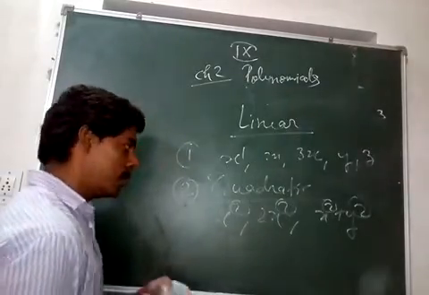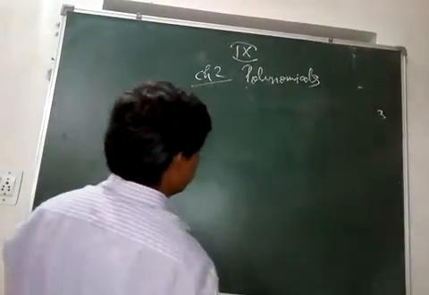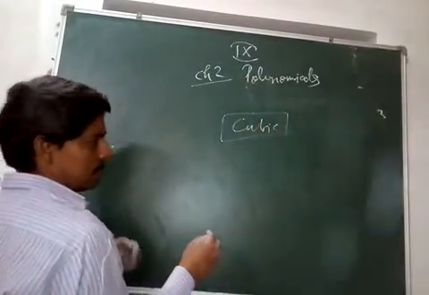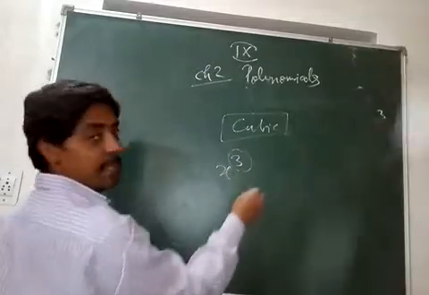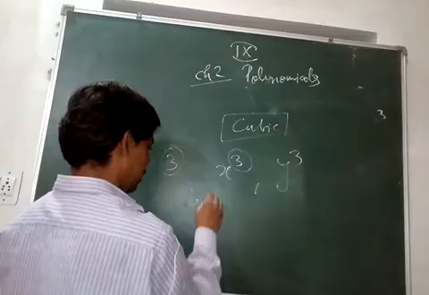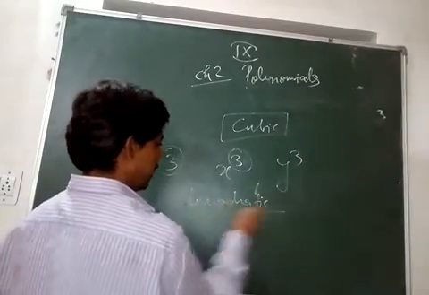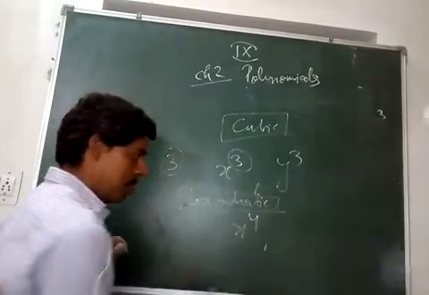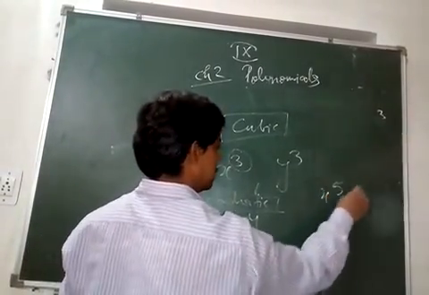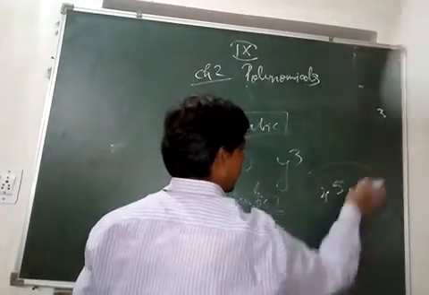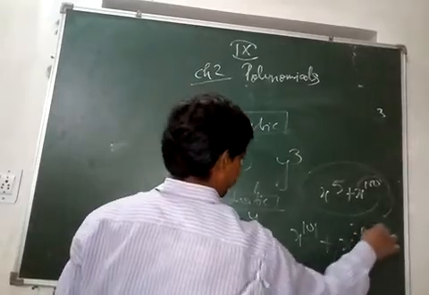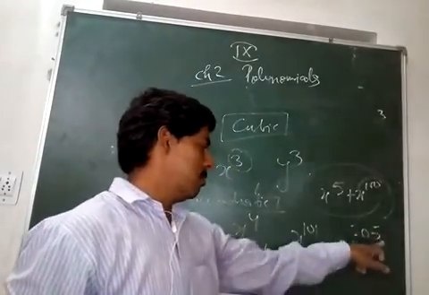And one more is there, cubic. What is cubic? X cube, power is 3, y cube, like that. Then there is biquadratic, power is 4, and so on. After that we don't name, you just write the degree. Suppose what is the degree of x to the power 5, x to the power 100? The degree is 100. For x to the power 101 plus x to the power 205, you have to write the highest power, so 205 is the degree here.